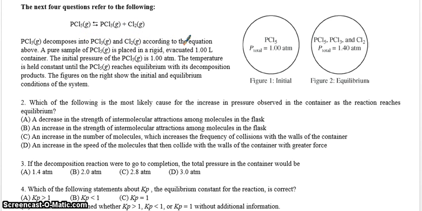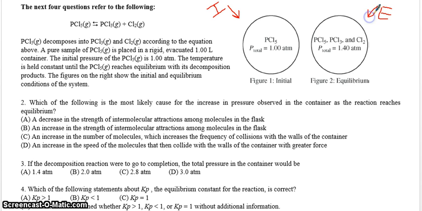According to the equation above, a pure sample of PCl5 is placed in a rigid evacuated 1-liter container. So here's what we have. We have a container with PCl5. The initial pressure is 1 atmosphere. That's why we say 1 atmosphere. The temperature is held constant until the PCl5 reaches equilibrium with its decomposition products. The figures on the right show the initial and equilibrium conditions. So this is initial, and this is equilibrium.